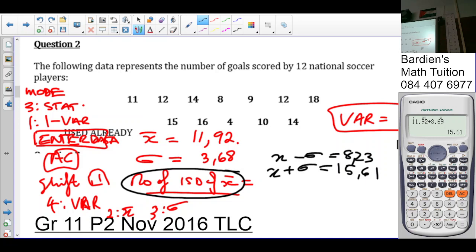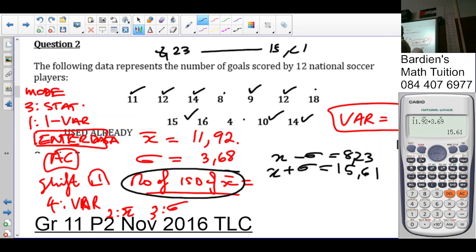Okay, now we count how many of these players actually lie within that range, between 8.23 and 15.61. So of course 11 is inside, 12 is inside, 14 is inside, 8 inside or outside? Outside. Remember it's going from 8.23 all the way to 15.61. So 8 is below. 9 is inside, 12 inside, 18 outside, 15 inside, 16 outside, 4 outside, 10, 14. There's 1, 2, 3, 4, 5, 6, 7, 8. Therefore, 8 players fall within one standard deviation of the mean.